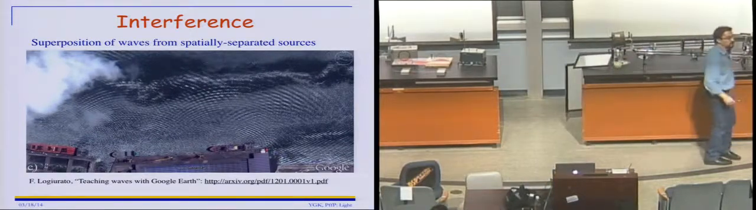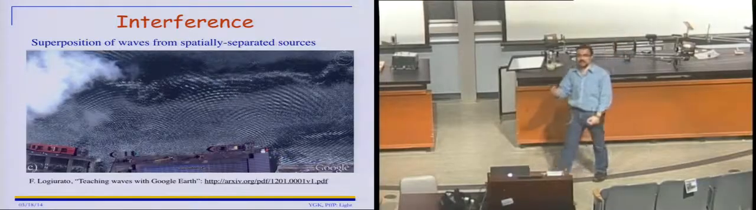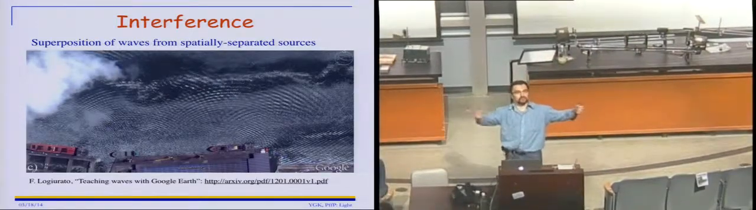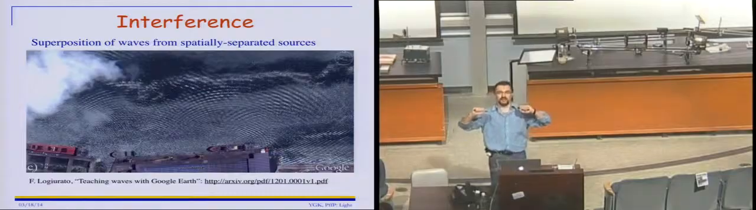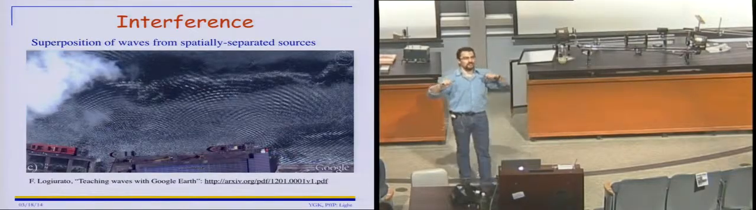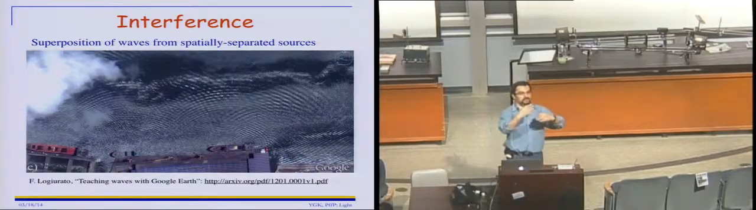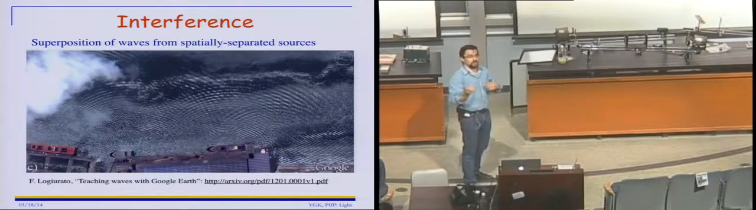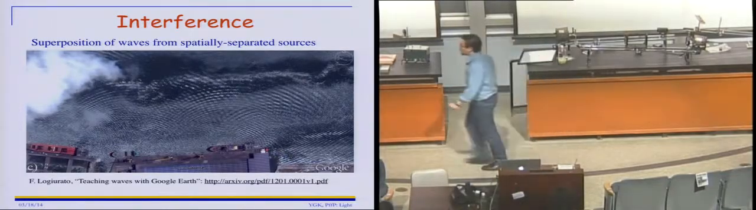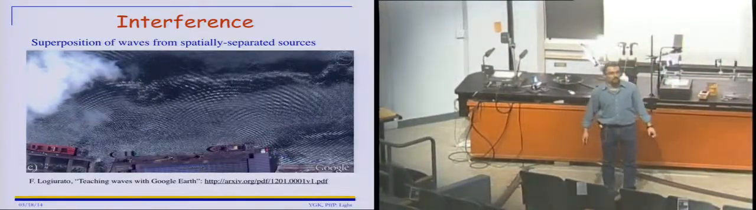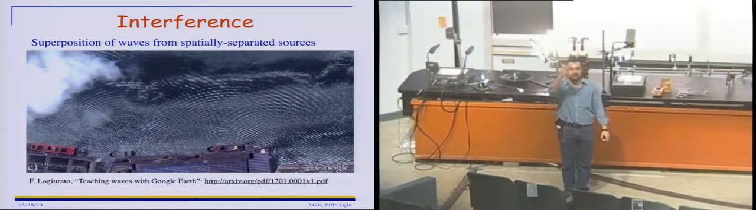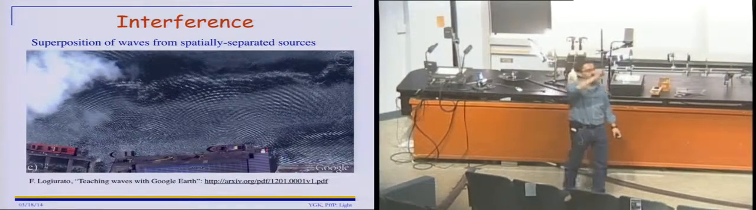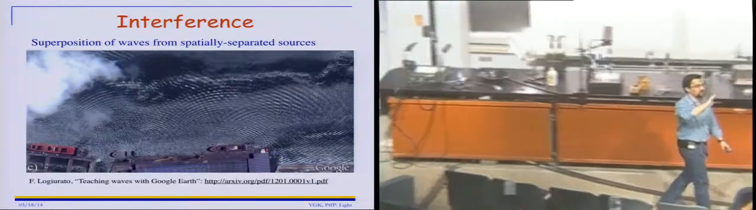Exactly the same thing happens with visible light. Two sources of light of the same frequency, of the same wavelengths, can either add up constructively and reinforce each other, or can add up destructively and cancel each other. The easiest way to see this is when you look at an oil spill, or when you look at a soap bubble. A soap bubble produces very cute rainbow colors.